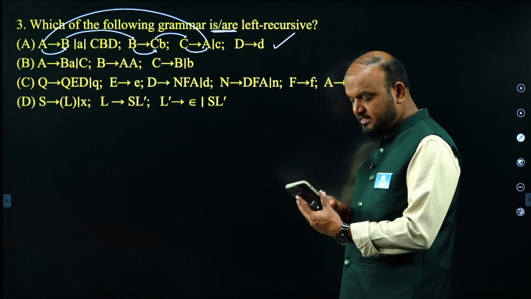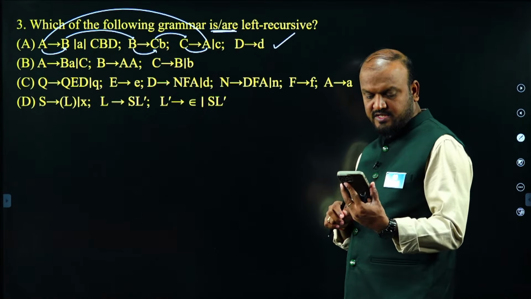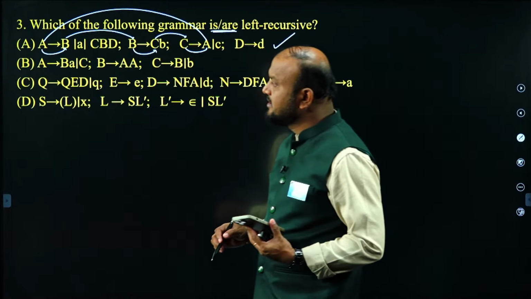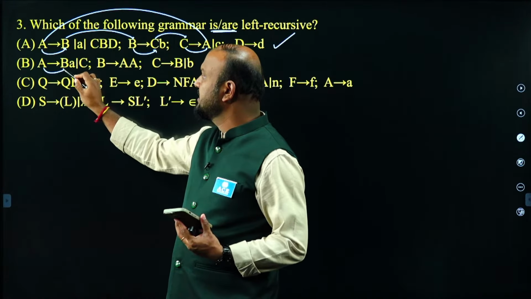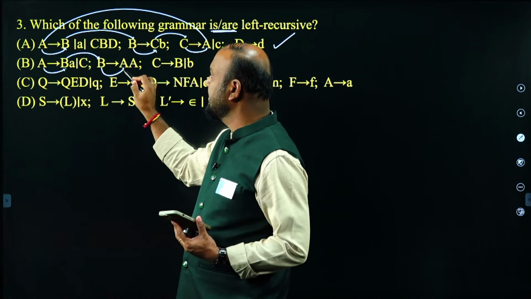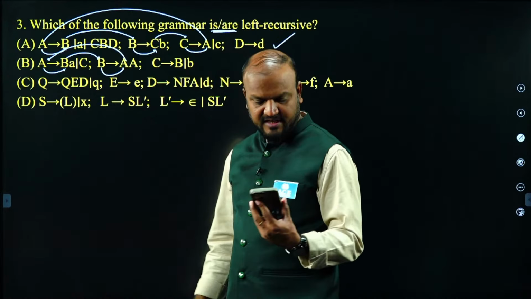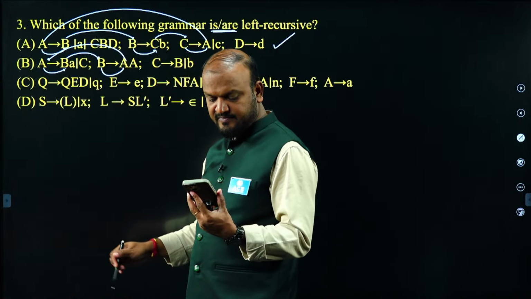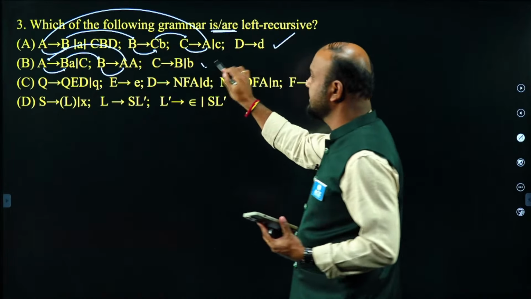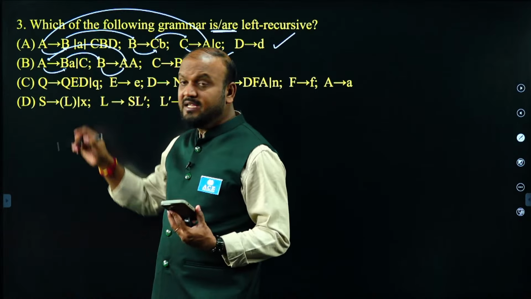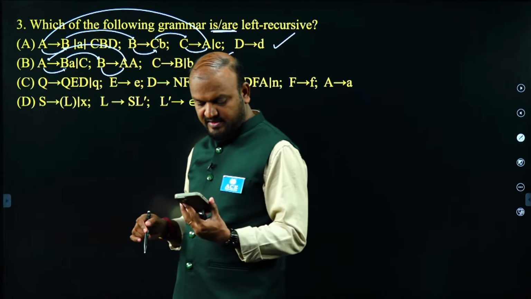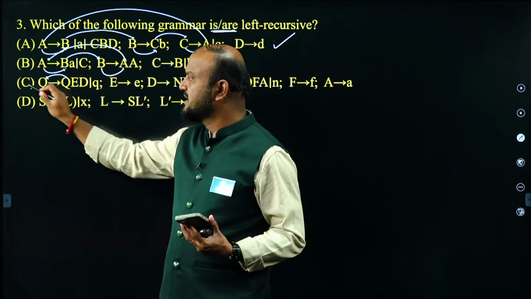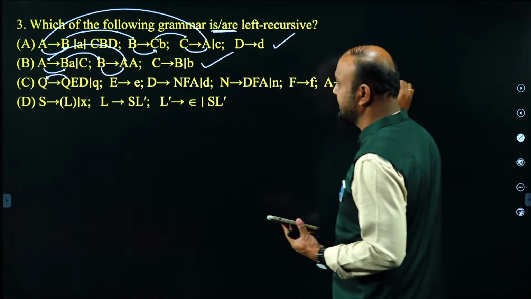Very good. Sharath, Peter Parker, Thiru, nice. And here A deriving B and B deriving A. So again indirect left recursion is there. Very good Anvesh and very good Satvik. So B is also a correct answer, because in A and B we have an indirect left recursion. And this is direct left recursion, Q deriving Q, it is a direct left recursion. So C is also a correct answer.